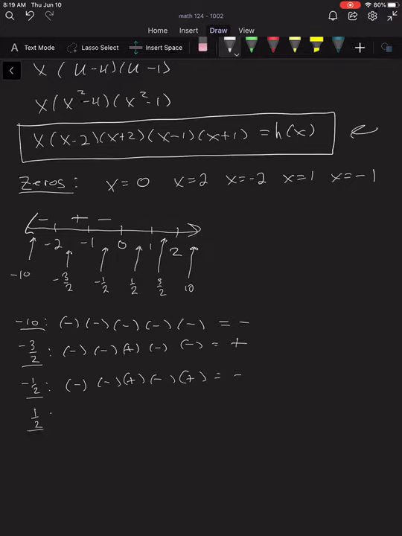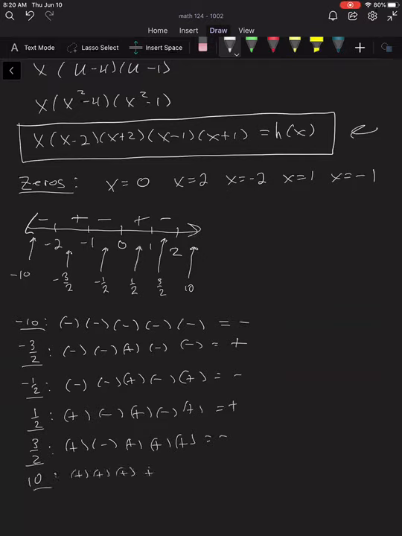And positive 1 half, we have positive. 1 half minus 2 is negative. 1 half plus 2 is positive. 1 half minus 1 is negative. And 1 half plus 1 is positive. So this will give us a positive number. Then we have 3 halves. So first one's positive, then we'll have a negative, then a positive, then a positive, and then a positive. So this gives us a negative. The last one, 10, everything will be positive. So it gives us a positive.